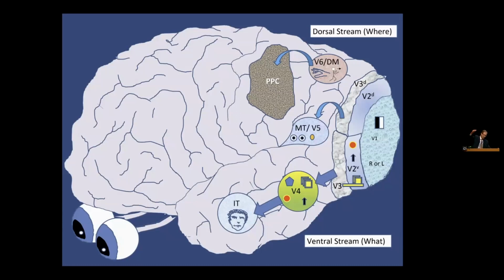If we move dorsally, we're looking more at the motion side of vision and the area MT and V5, so important in understanding visual motion, and area V6, understanding motion of your body, or motion of your hand in relationship to your body.